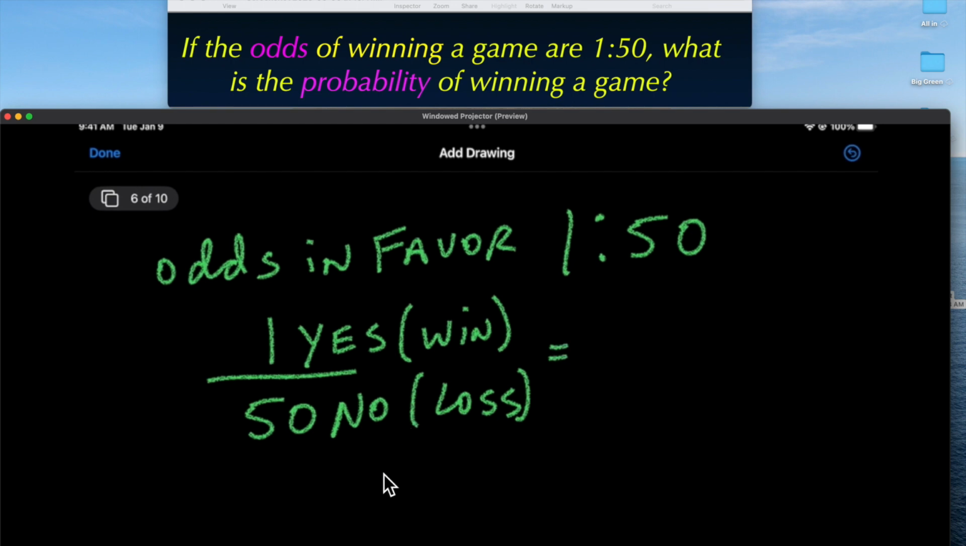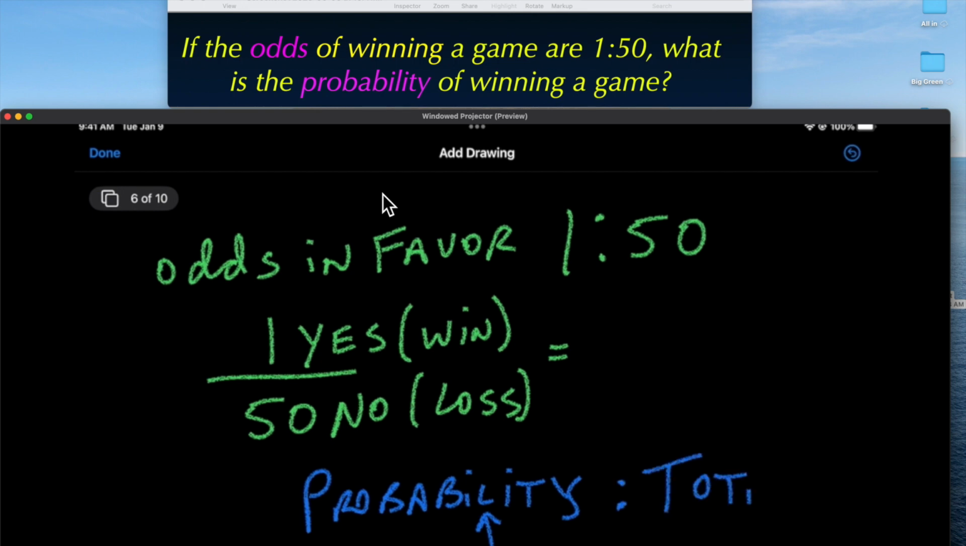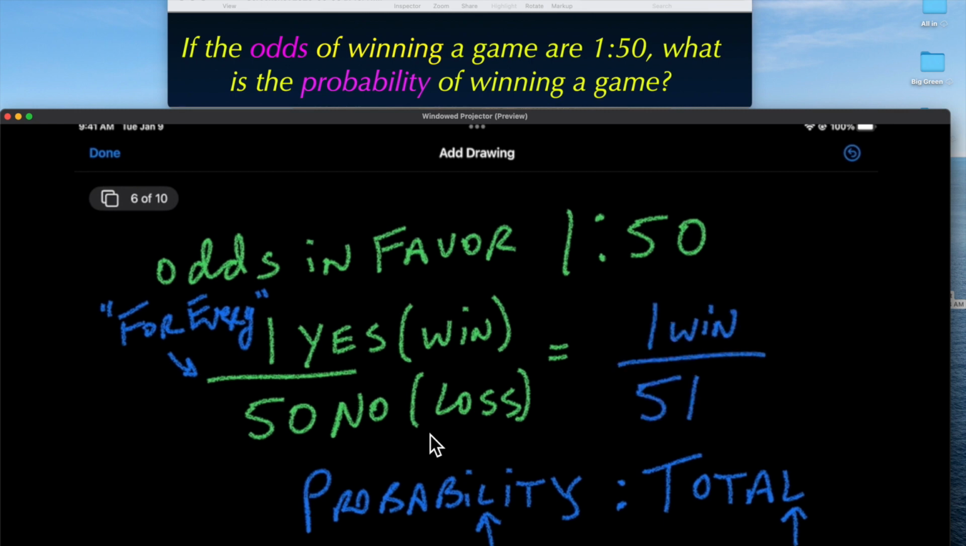Now folks, it's so important to recognize that when you move to probability, the word total is going to be involved. Whenever you see probability, you have to have the word total involved. And the way I remember it is total and probability both have an L. So if you have one yes for every 50 losses, that's another way to think of a fraction line, for every. If you have one win for every 50 losses, that's like saying you have one win out of 51 total games. This, folks, is your probability.